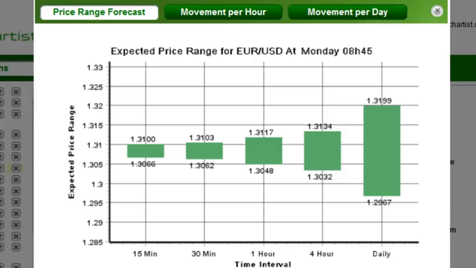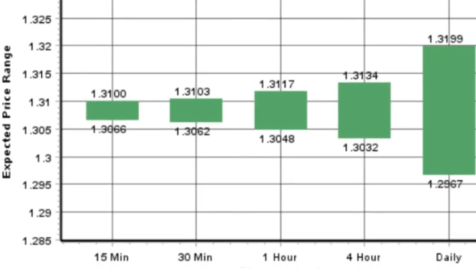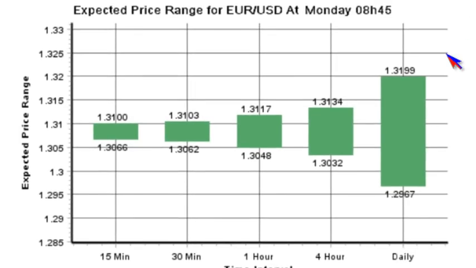Now, there's a couple of misunderstandings that I think a lot of people have about this kind of information. This is not saying that prices will reach both, for example, the 3100 level and the 3066 level. All it's saying is that prices over the course of the next 15 minutes, as projected between 8:45 and 9 a.m. Eastern Standard Time, so this is pulling basically now, could be the range within which the Euro US dollar will operate over the course of the next 15 minutes.